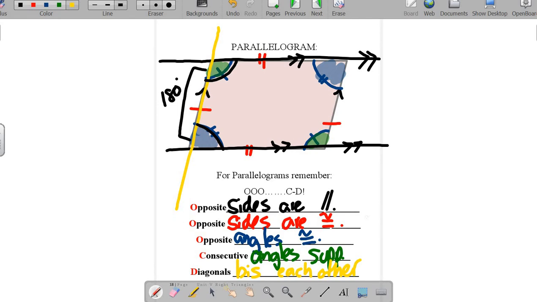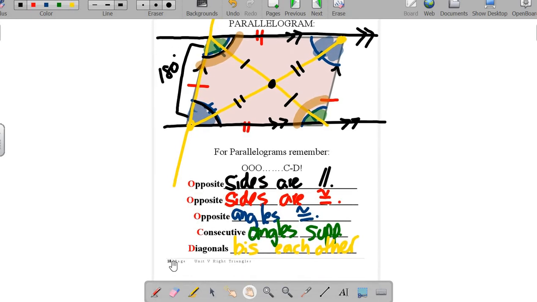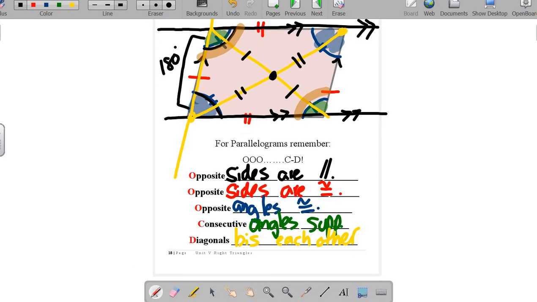Last, the diagonals bisect each other, which means if I draw one diagonal, then I draw another diagonal, this diagonal cuts through its midpoint going one way, and the other diagonal cuts through the midpoint going the other way. They bisect each other. Warning, I did not say the diagonals cut those corners in half. That's going to be a rhombus and a square. We're not there yet. But the diagonals cut each other in half, or another way to conceive of it is the diagonals cross at each other's midpoints.